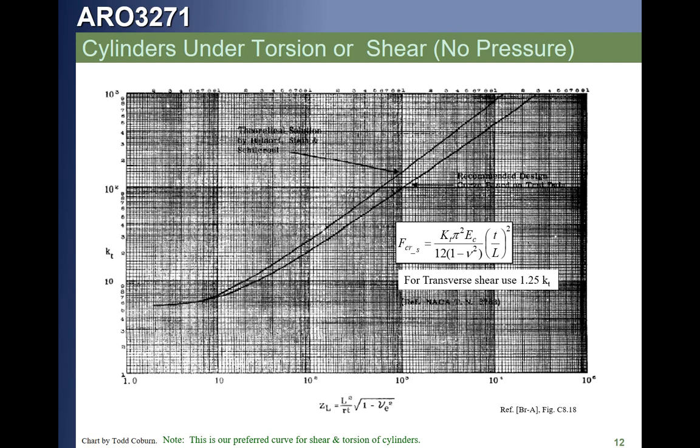Okay? If you have transverse shear, you will read this curve in the same way, but then you will multiply the K that you get by 1.25, and that will be your K for transverse shear. For example, if you had a cylinder loaded in bending with a shear force, then the shear buckling allowable would be calculated as your K from this times 1.25. If you actually have a cylinder in torsion, then you read this directly.